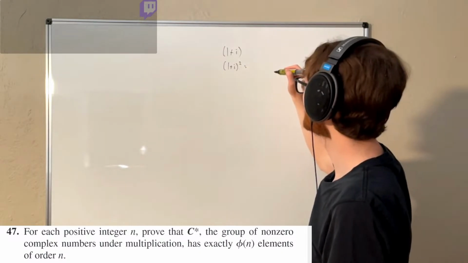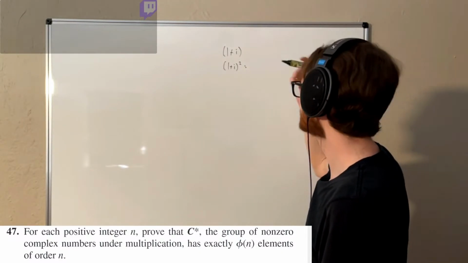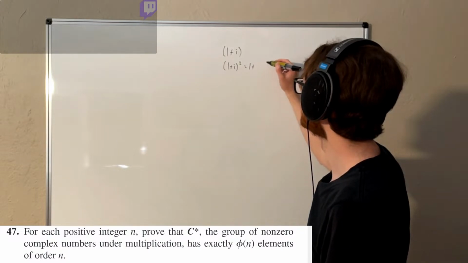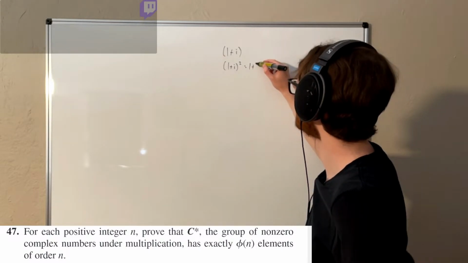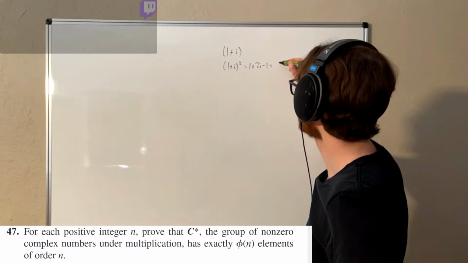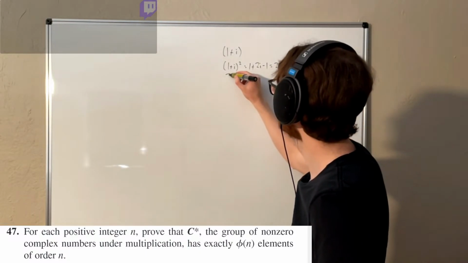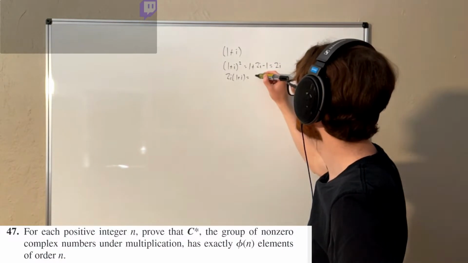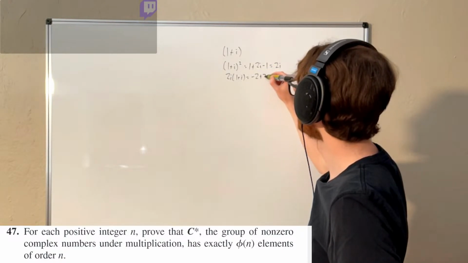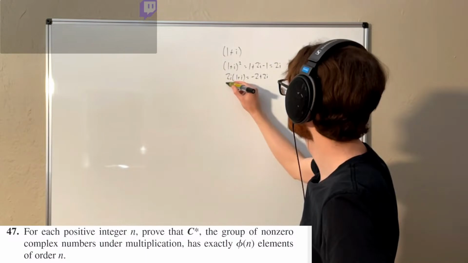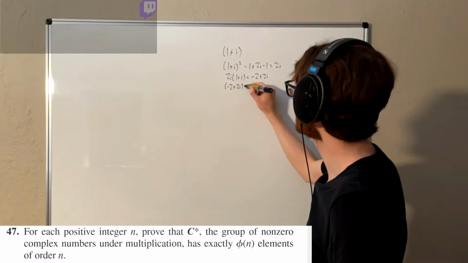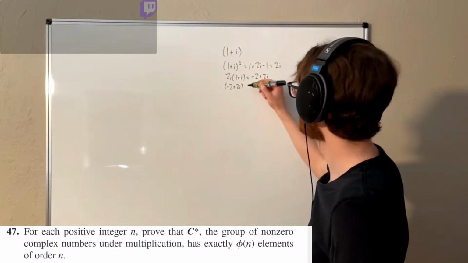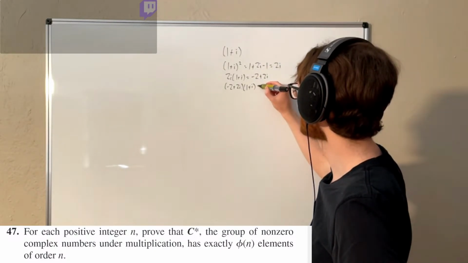1 plus i squared is 1 plus 2i minus 1 equals 2i. 2i times 1 plus i is equal to minus 2 plus 2i. Minus 2, I could see this maybe generating it, but I don't know how you'd really show that it covers every single number.